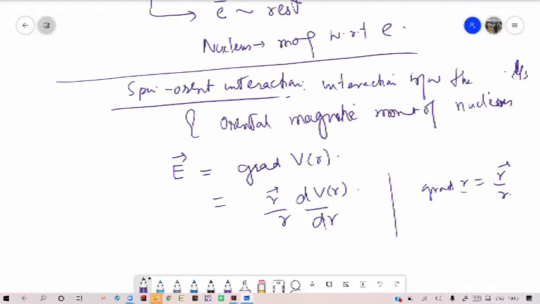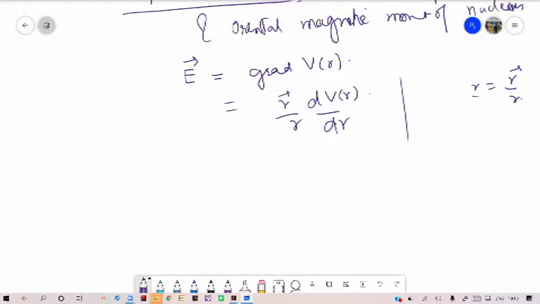Actually, simply it is a vector, not a gradient; the gradient is not needed here. So this is simply a vector, and we can write it as vector r divided by mod of r. This is a unit vector, which gives the radial direction of E.